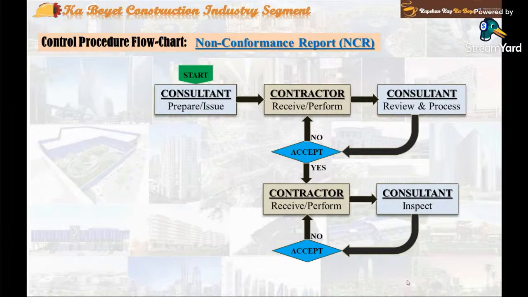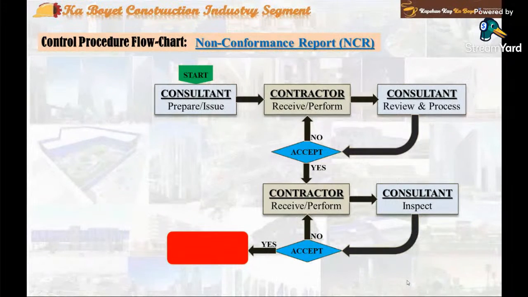On the other hand, if approved, the contractor shall proceed with the work until the next hold point. The output is a signed IR form with an action code approved, and this closes the NCR. On the other hand, the contractor and the consultant shall maintain an updated project NCR log registry.